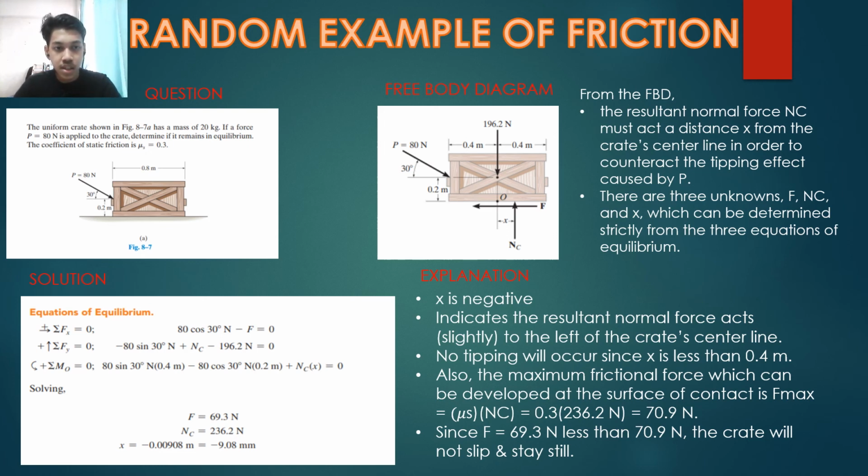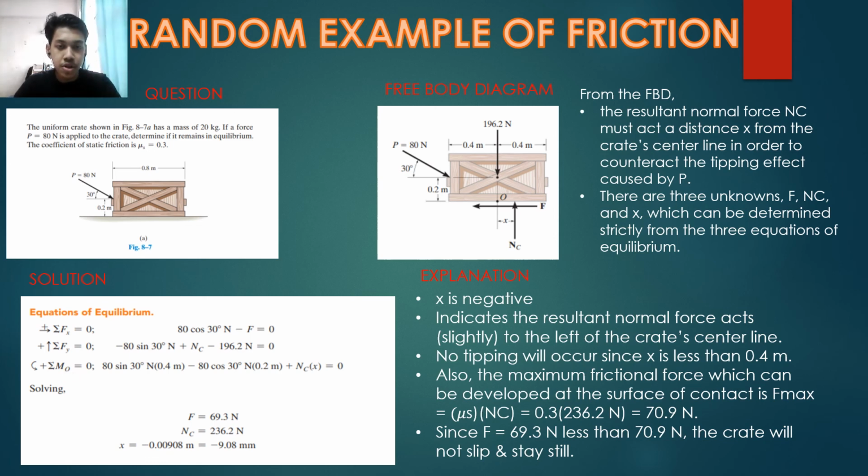Then the next equation is the summation of forces in the y axis equal to 0. We know the y component of P is negative, so it is negative 80 times sine 30 degrees. Plus the normal force NC, which is upward so it is positive, and minus the weight, which is downward so it is negative, equal to 0. Then the last equation is the moment equation.